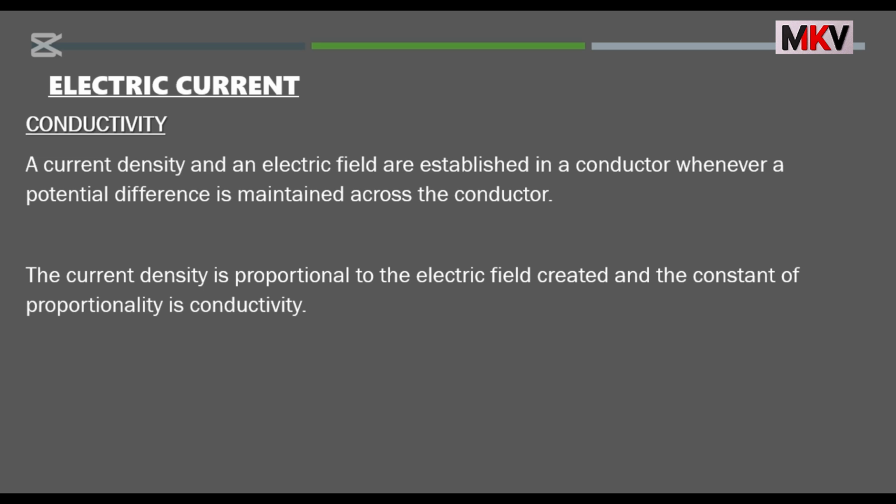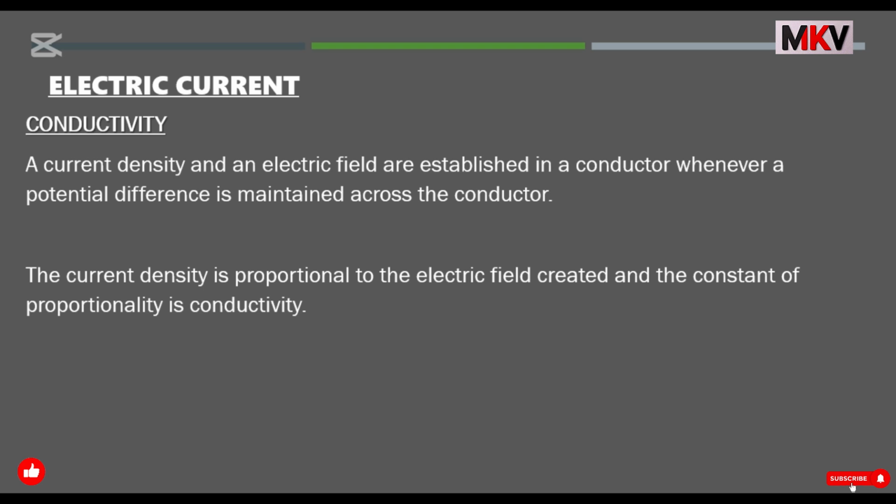Now, conductivity. A current density and an electric field are established in the conductor whenever a potential difference is maintained across the conductor, and the current density is always proportional to the electric field created. Within that proportionality, the constant that we take into consideration here is conductivity. So when there is current density and an electric field established in the conductor, we say that the conductor is able to conduct.